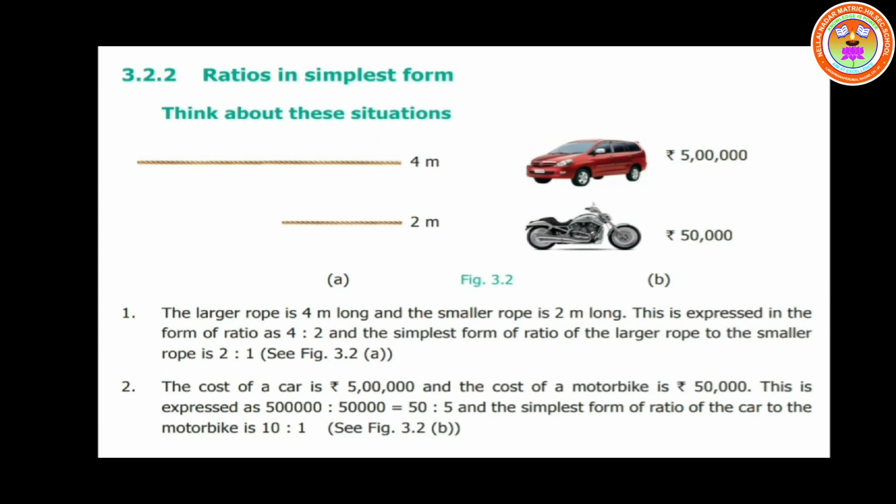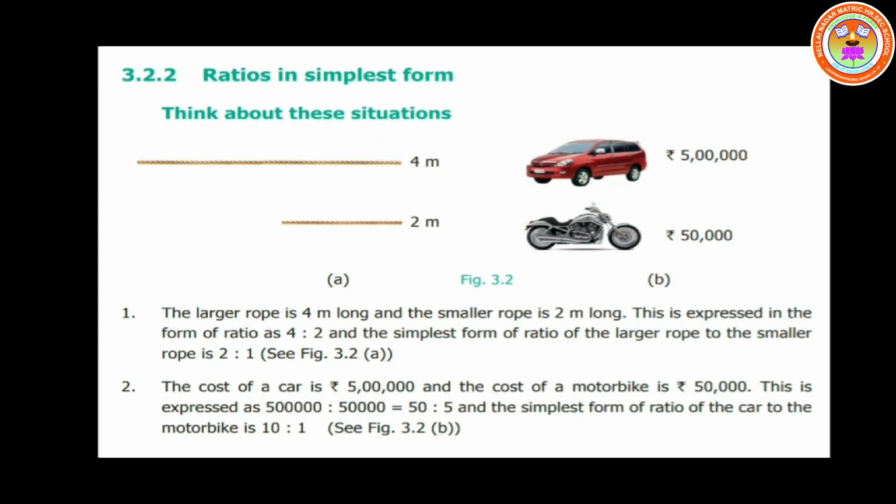Okay children. Now second, B. Look at this thing. The car cost is rupees 5 lakhs and the bike cost is rupees 50,000. Just see the ratio for this. The cost of a car is rupees 5 lakhs and the cost of the motorbike is rupees 50,000. This is expressed as 5 lakh is to 50,000.